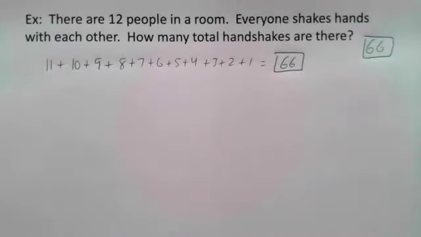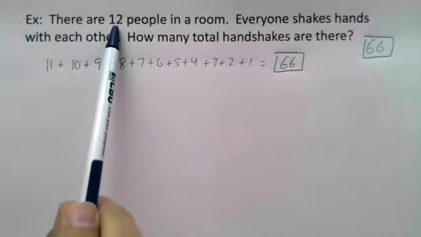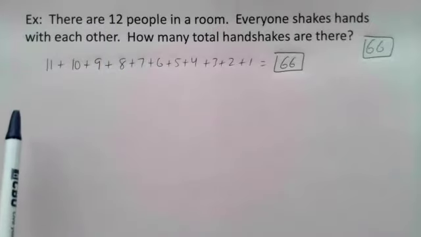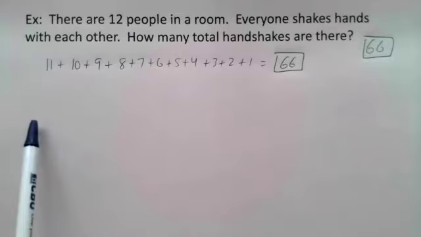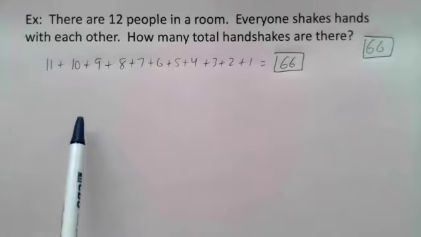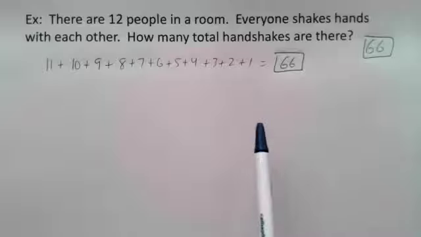But maybe this method isn't the most efficient, because what if there were 100 people in a room? Do you really want to sit there and do 99 plus 98 plus 97 plus 96 plus 95 all the way down to one? I don't think so. So maybe the second method is better.